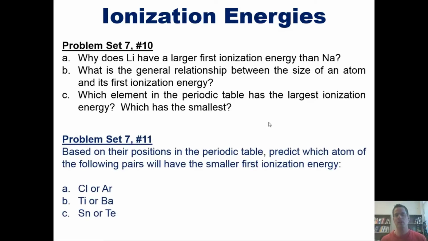Next, based on their positions in the periodic table, predict which atom of the following pairs will have the smallest first ionization energy. Now, I'd like you to attempt to do all of these questions on your own. If you'd like to, I'm going to put a link here to a separate video in which I answer them on the board. That takes us to the end of this video.